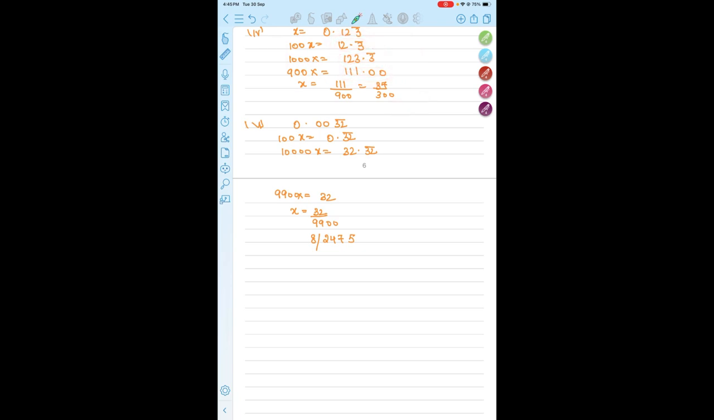The next one is 0.0032 bar. So here 100x is equal to 0.32 bar. 10,000x is equal to 32.3 bar. If I subtract these two, I'll get a natural number. 9900x is equal to 32, and x will be expressed as a rational number.